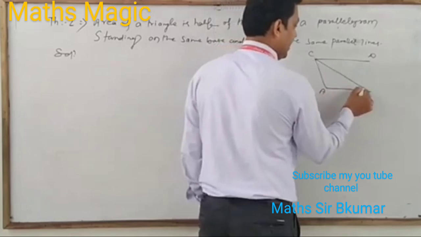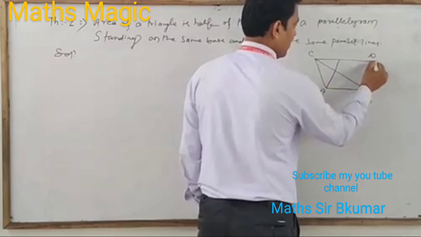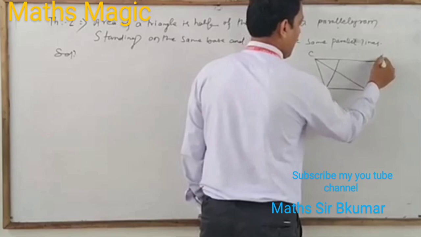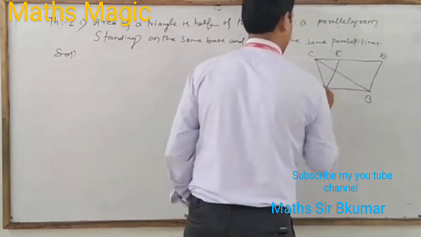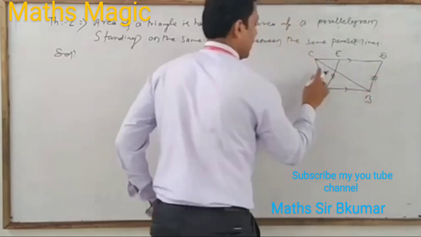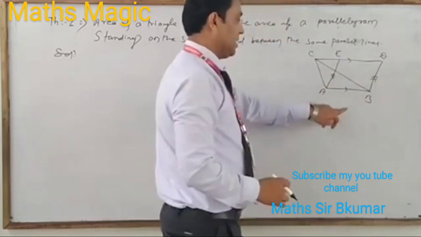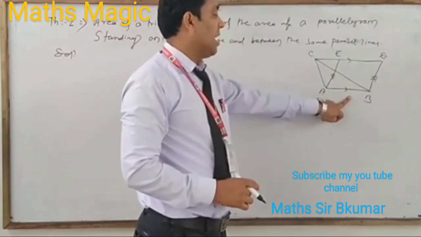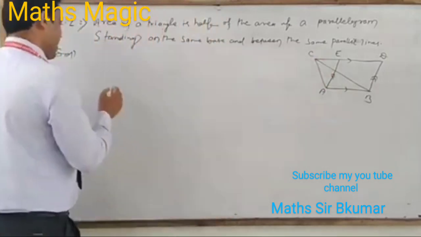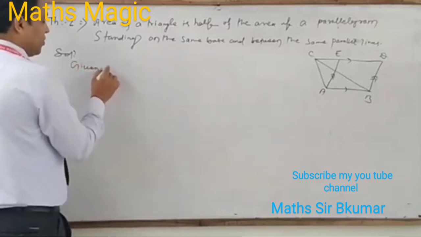Triangle ABC and parallelogram ABDE are standing on the same base AB and between the same parallels AB and CD. So first of all, you can write their given according to the question.